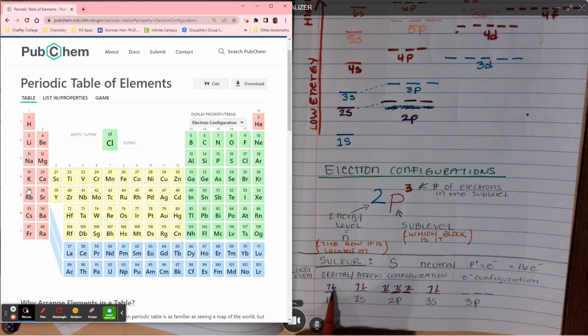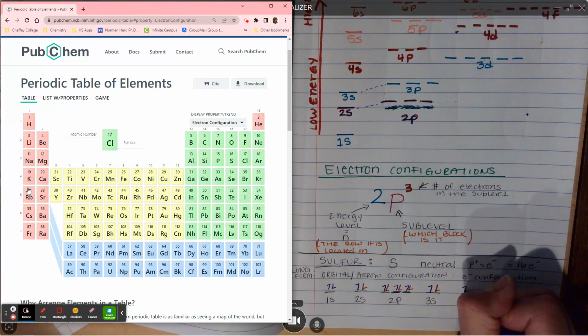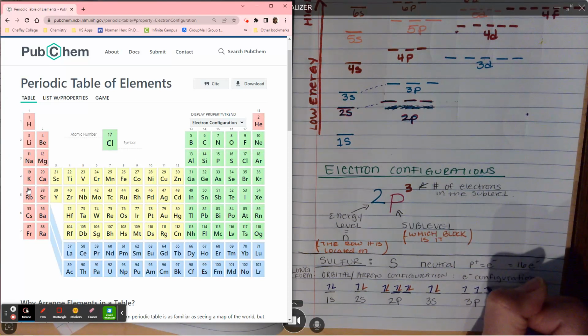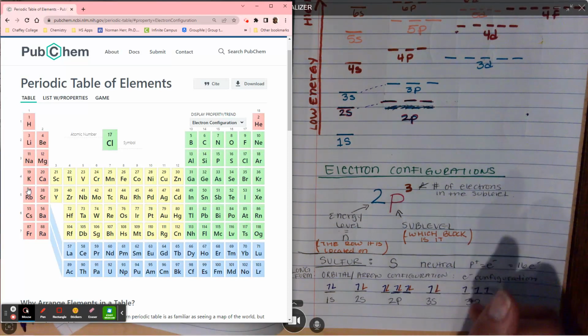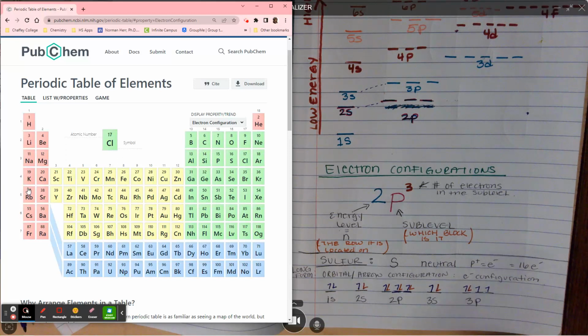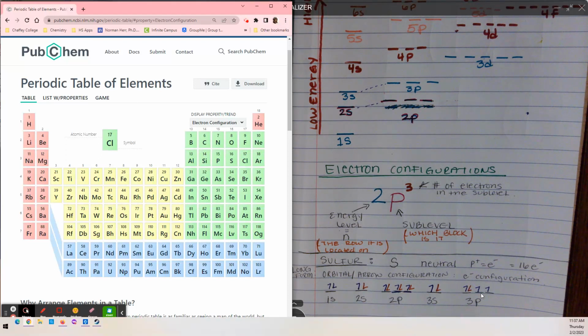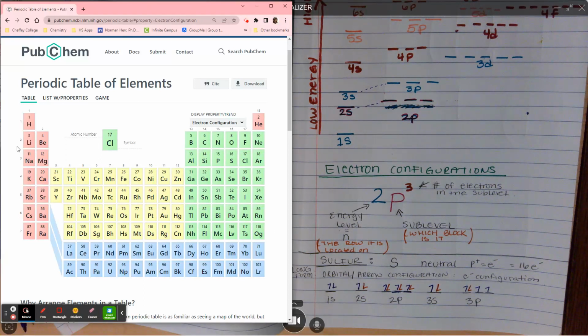I'm just going to count to verify. 2, 4, 6, 8, 10, 12. We have 4 electrons left to go. So I'm going to go ahead and put 1 in each orbital first before I go and fill. And that's it. I don't have any more electrons, so it ends right there. This is 3p, 1, 2, 3, 4. This represents the neutral atom of sulfur.